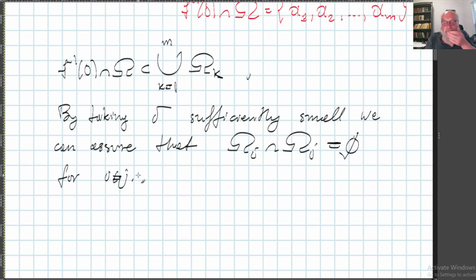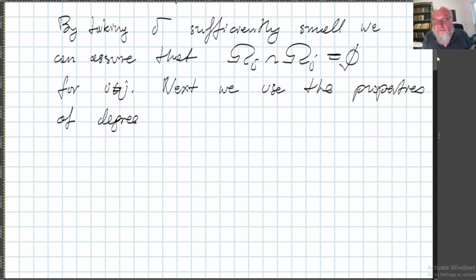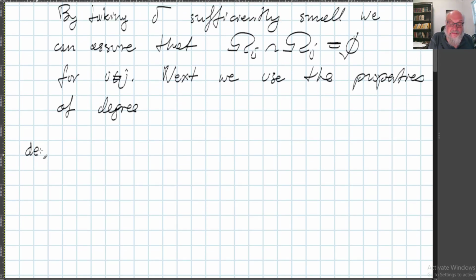And then we can use the properties of degree. So let's use this property. Namely, we have here degree of f and omega. So that one is equal to, by the above property, so this is by additivity.